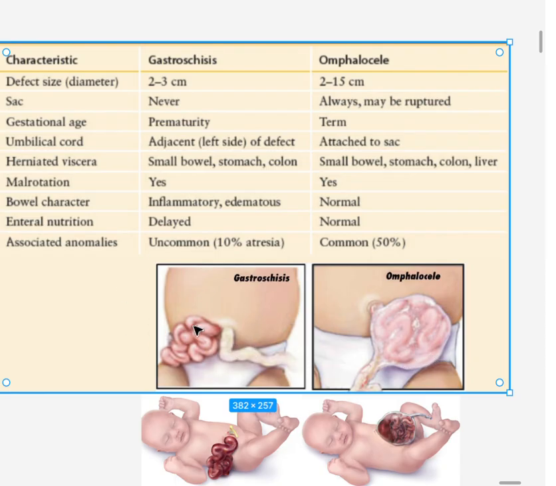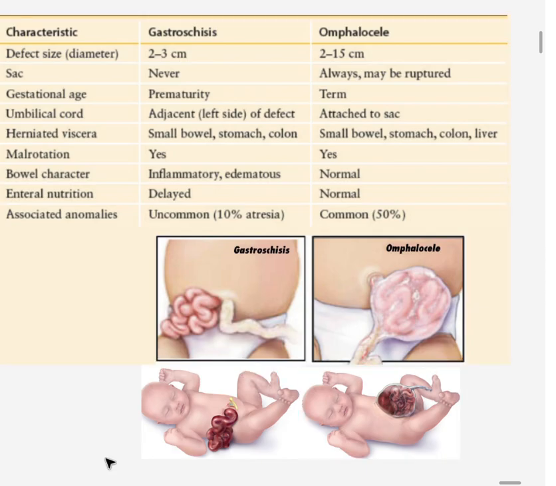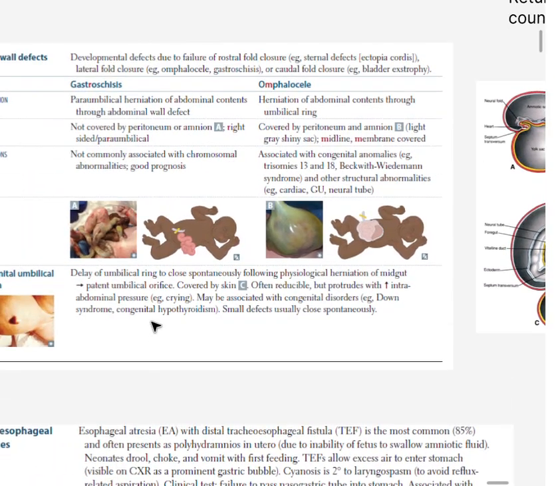Gestational age. Gastroschisis happens with prematurity, but omphalocele happens at term. Okay, that is something. Now let's just read from First Aid.